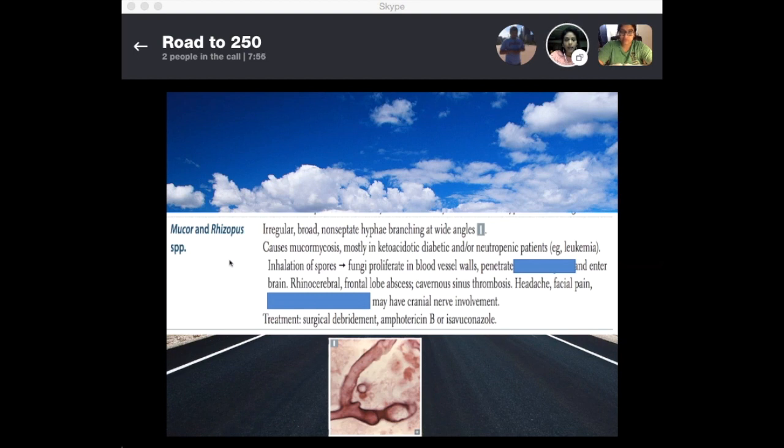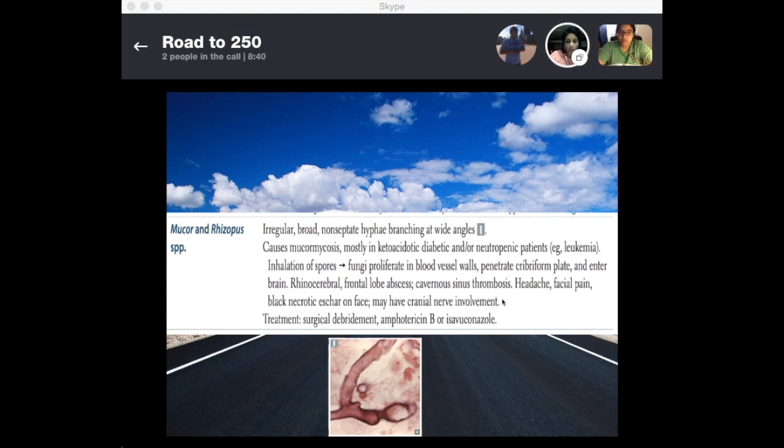And then once it's been inhaled, the fungi proliferates in the blood vessel walls, and it penetrates, like Divya said, the cribriform plate, and it enters the brain, where it causes pathogenesis such as rhinocerebral frontal lobe abscesses and cavernous sinus thrombosis. Symptoms would be headache, facial pain, and what also is a characteristic symptom on the face? Black eschar? Yeah, black necrotic eschar on the face, and it might have cranial nerve involvement.